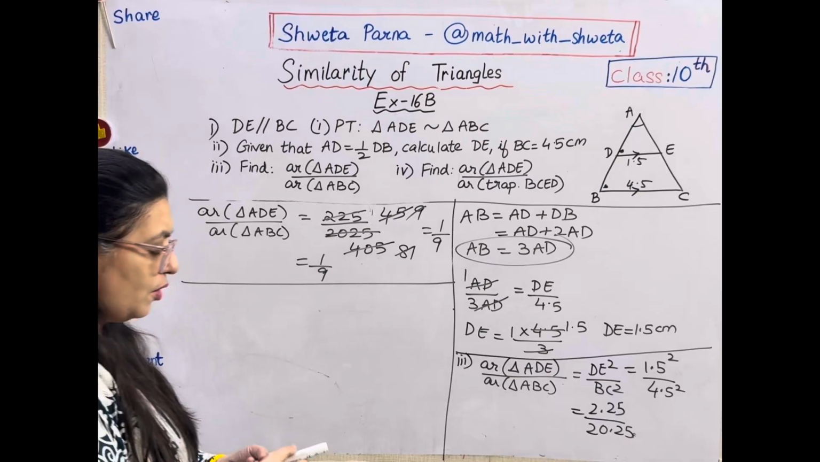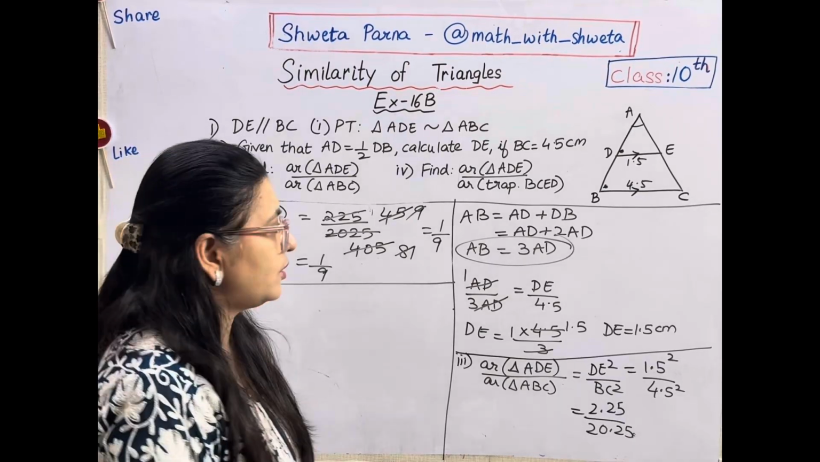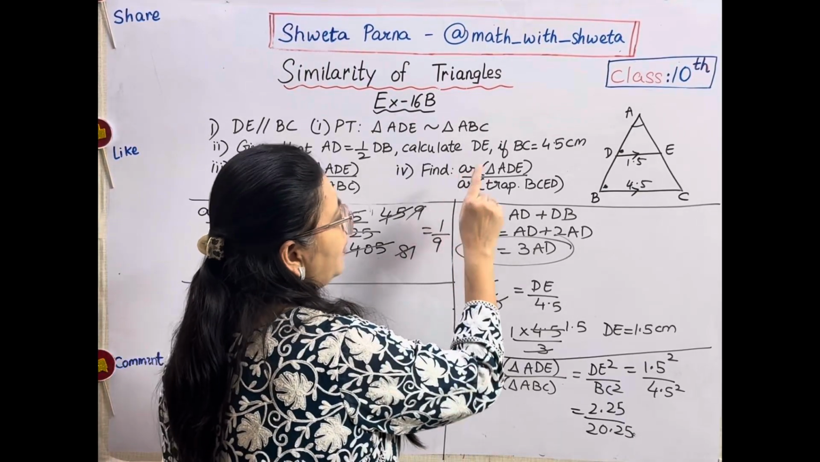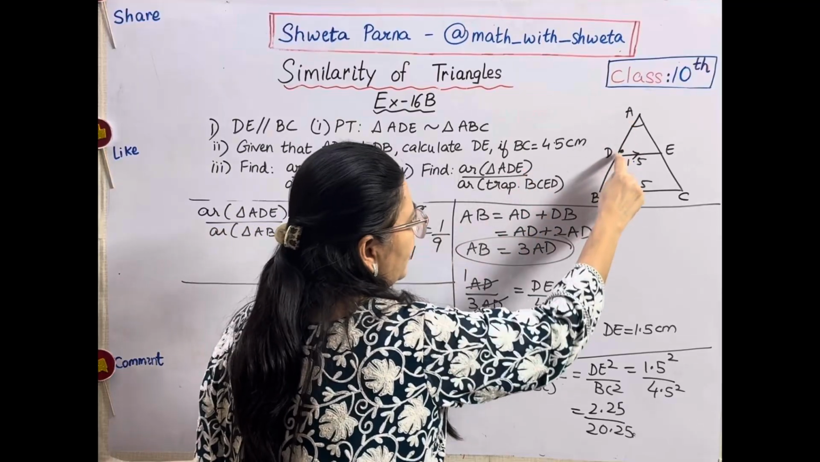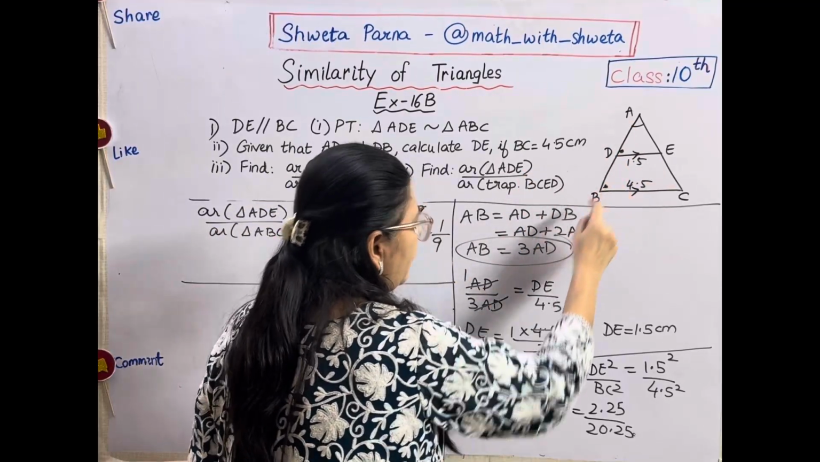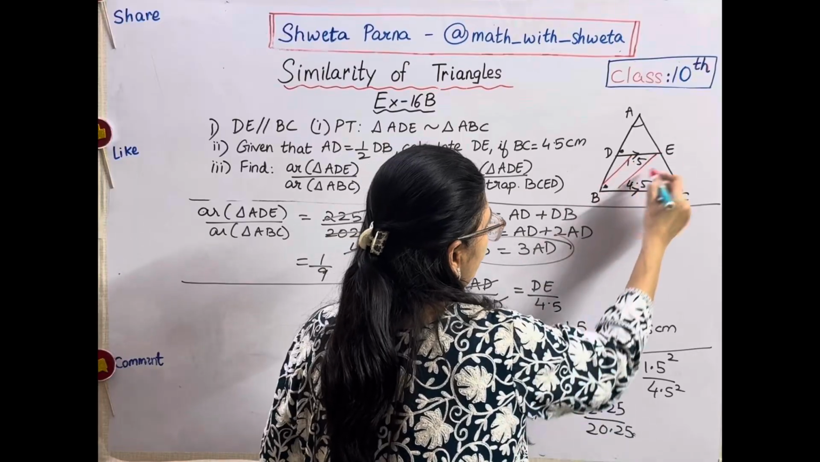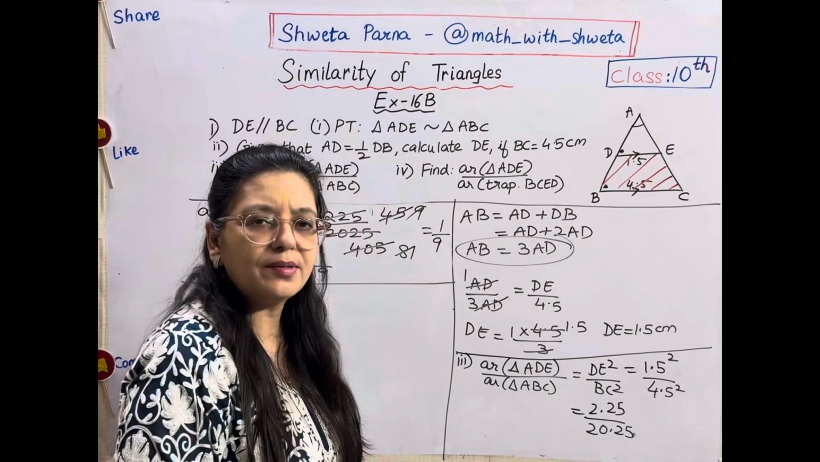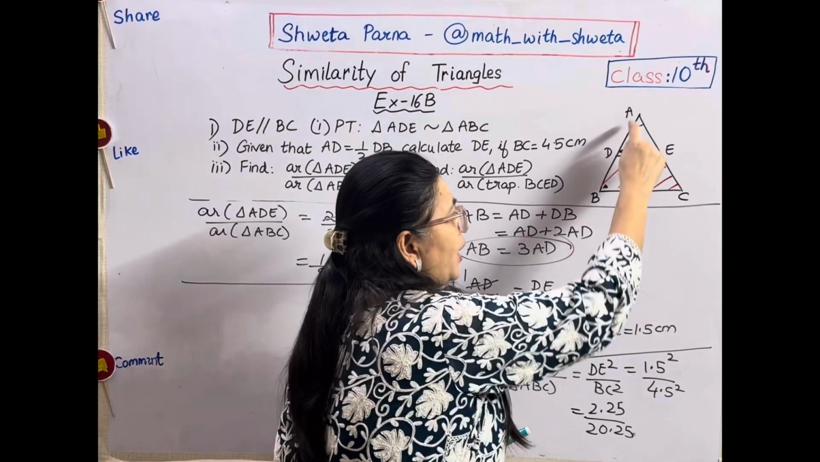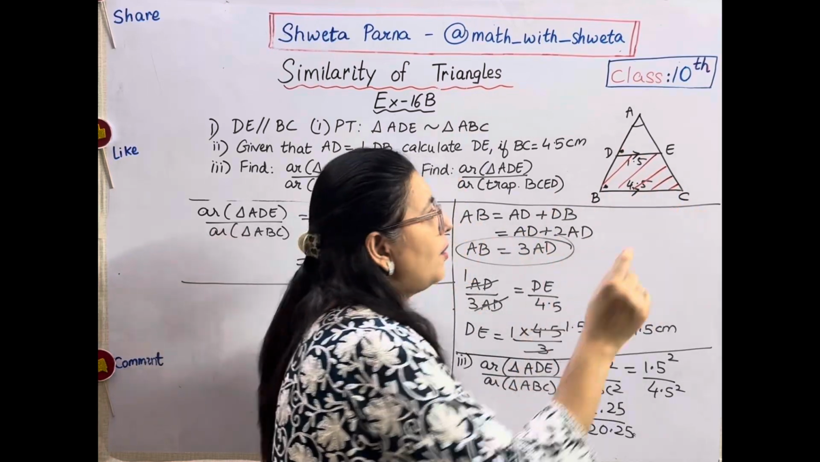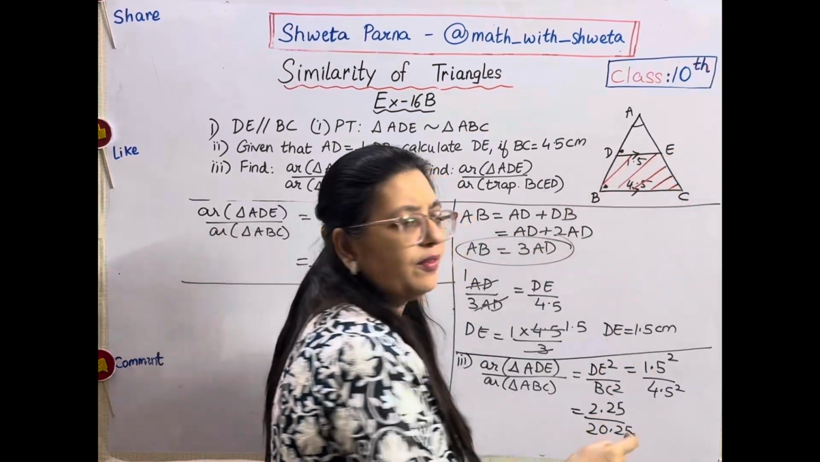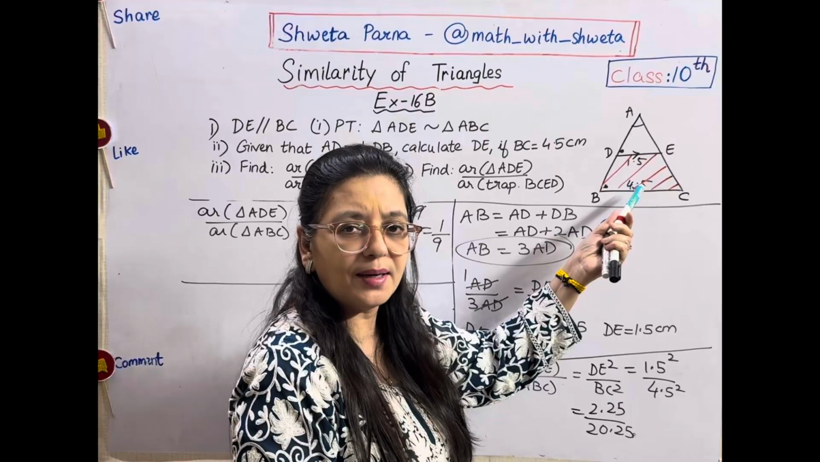Now let's do the fourth subpart. What have they asked in the fourth? You have to find the ratio of area of triangle ADE and the trapezium. They have asked you this trapezium. How will you get this trapezium? Area of triangle ABC minus ADE. When you do, you will get this trapezium, right?